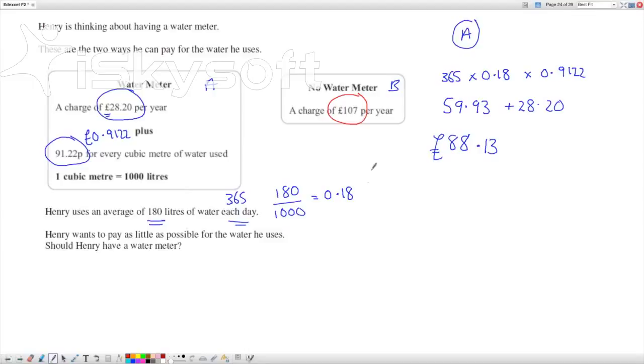So what is cheaper? The water meter. Having a water meter is better value as this amount here is less than the charge of £107.